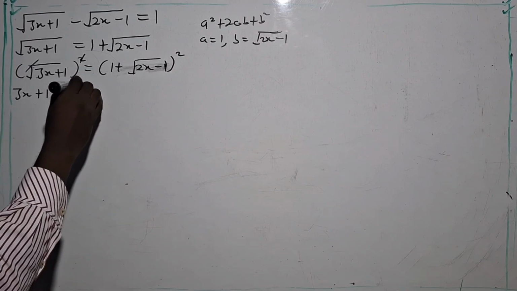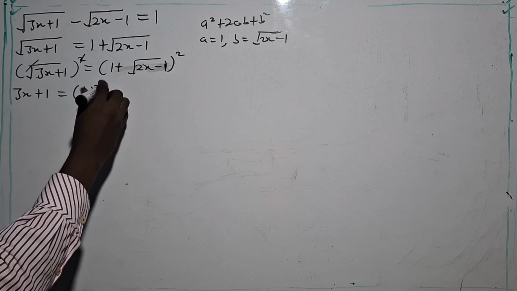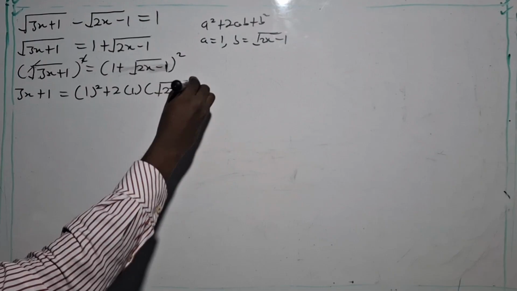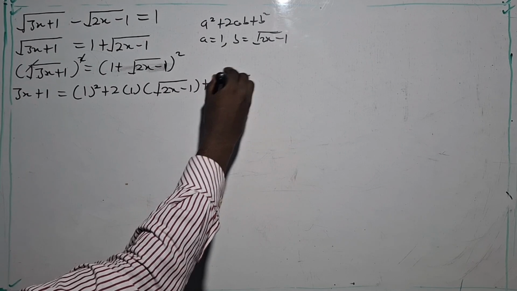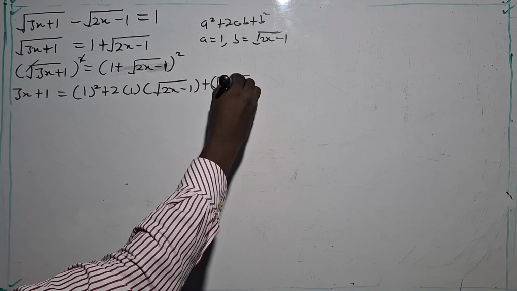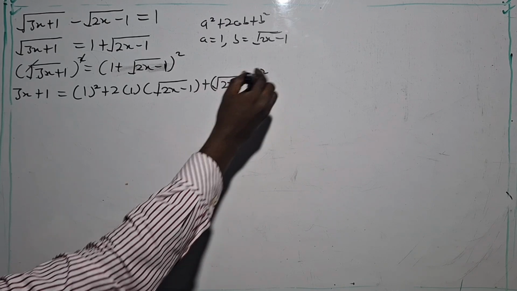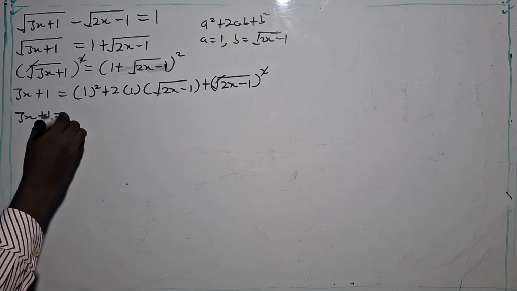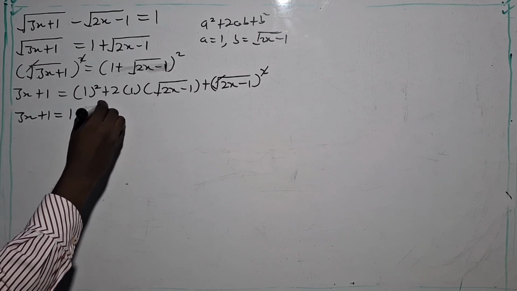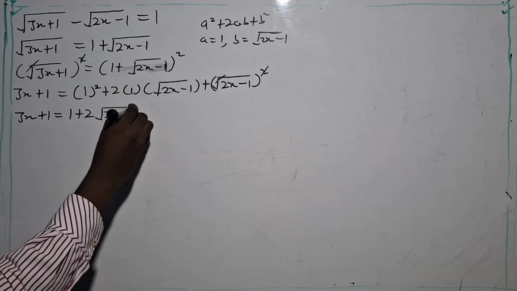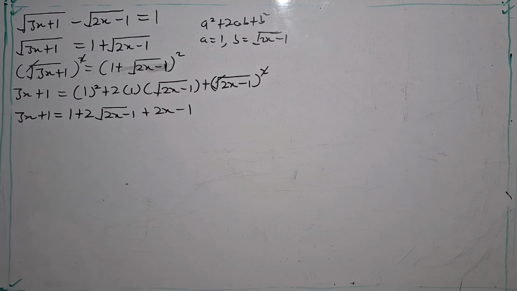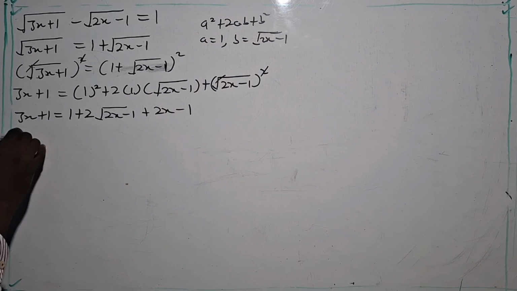So we are going to have 1 squared plus 2 times 1 times √(2x − 1) plus (√(2x − 1)) squared. And we know this, we take it out. So we have 3x + 1 is equal to 1 + 2√(2x − 1) + 2x − 1. So we are breaking it down small. So let's group like terms here.